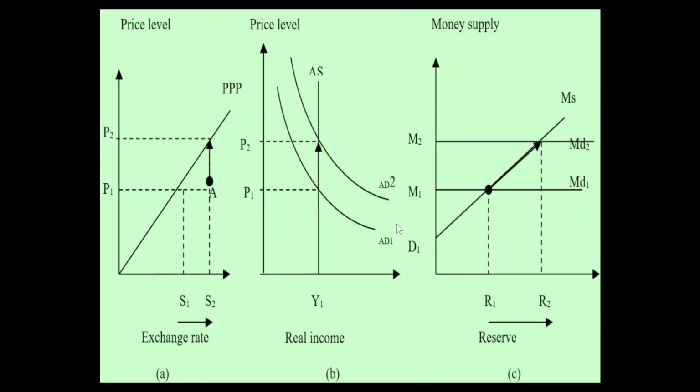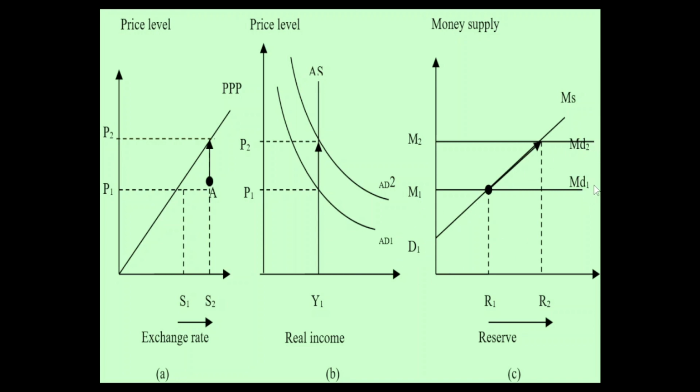When the demand is increased from aggregate demand 1 to aggregate demand 2, and the aggregate supply is the same, the income is the same, there is no change in the income, but the exchange rate increased from S1 to S2 when the price increased from price 1 to price 2.